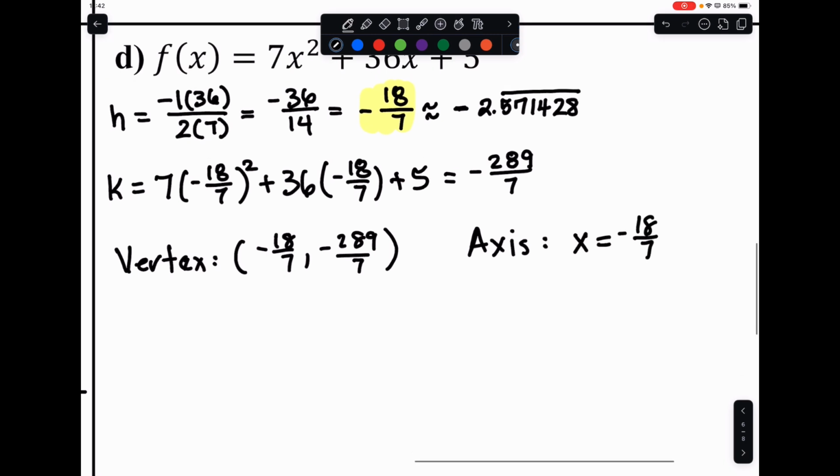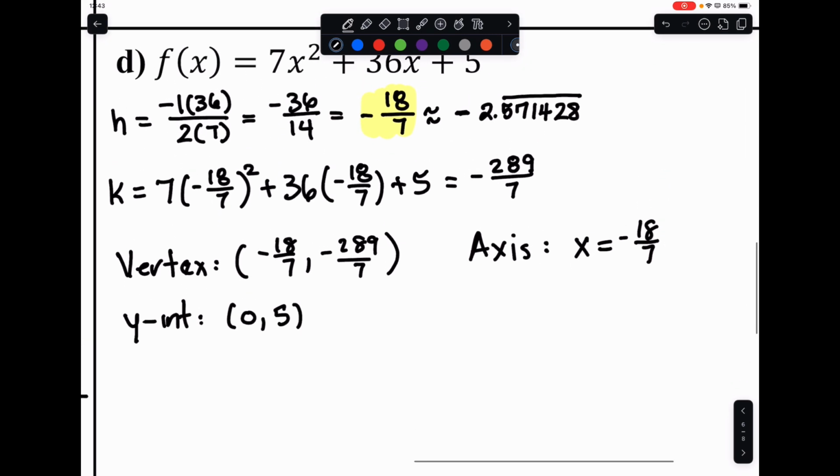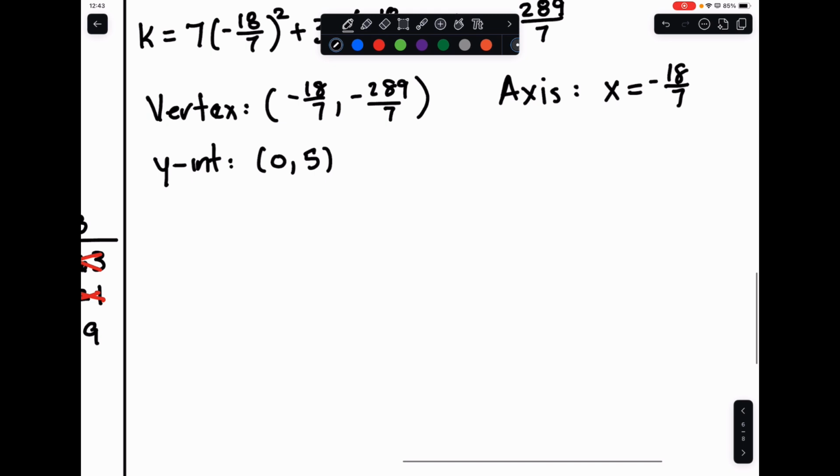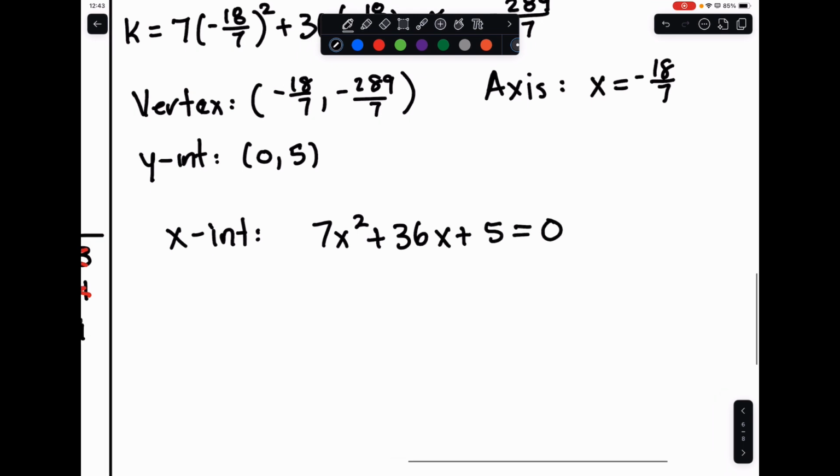So there's our axis, our vertex, and our y-intercept. When x is equal to 0, we end up with just the value of 5. Now finally the fun part. How do we figure out the x-intercepts? Again, we simply get our quadratic equation and set it equal to 0, and we're going to solve this equation.